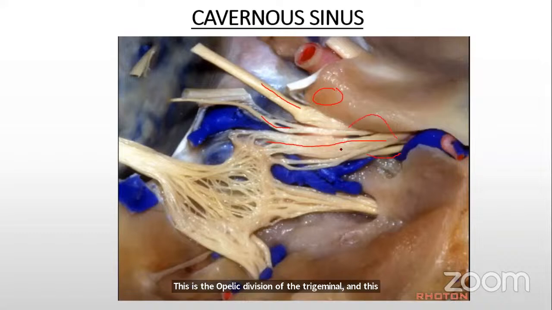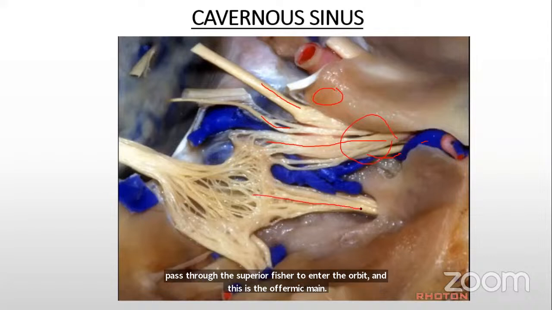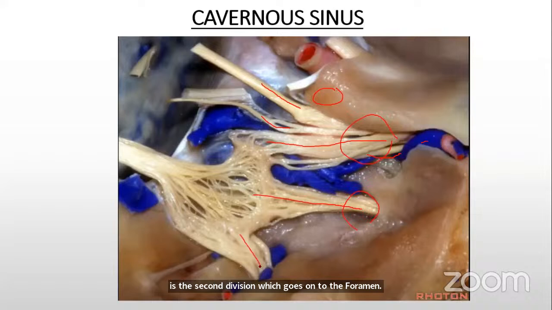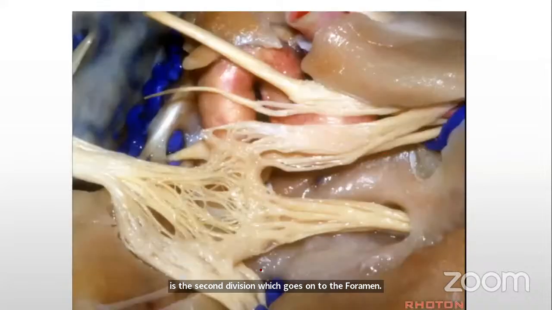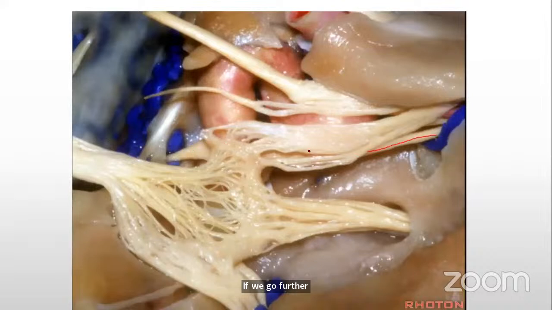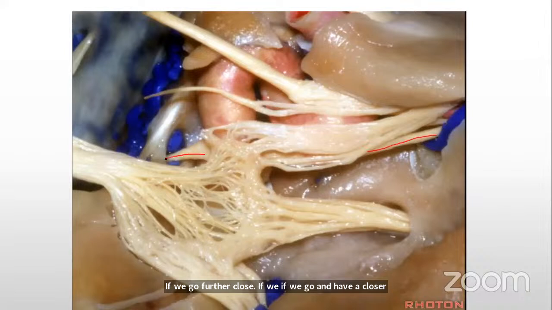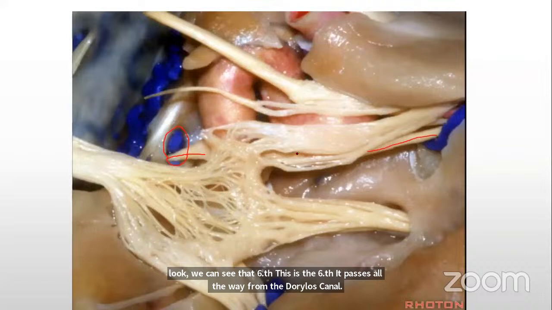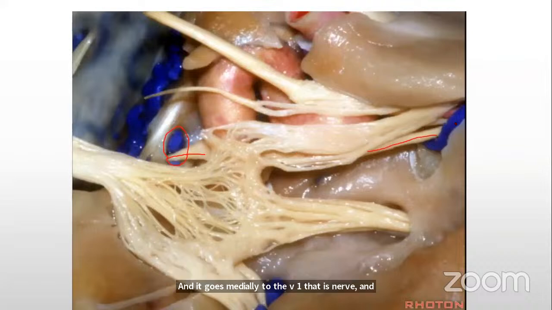All of these nerves pass through the superior orbital fissure to enter the orbit, and this is the ophthalmic vein. This is the second division, which goes on to the foramen rotundum, and this is V3, which goes on to the foramen ovale. If we have a closer look, we can see the sixth nerve. It passes all the way from Dorello's canal and goes medially to V1, the ophthalmic nerve, and then enters the superior orbital fissure.